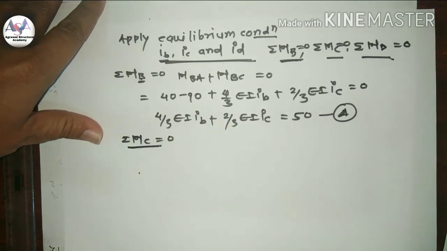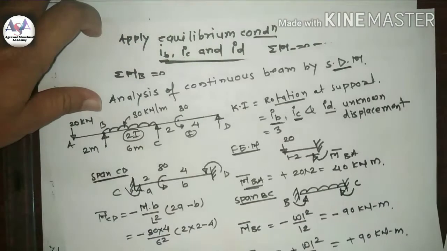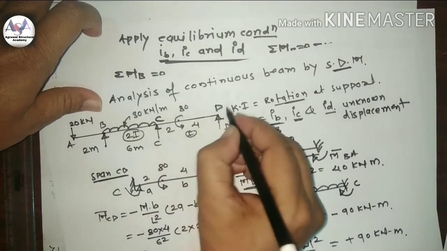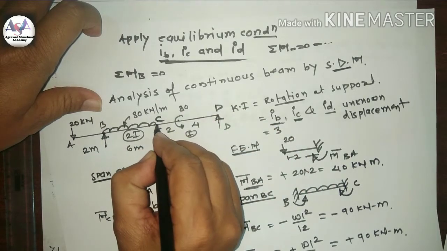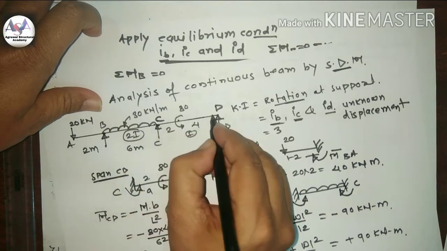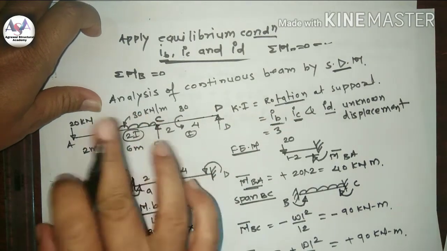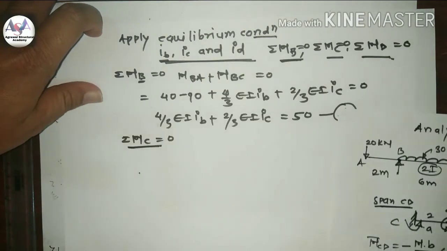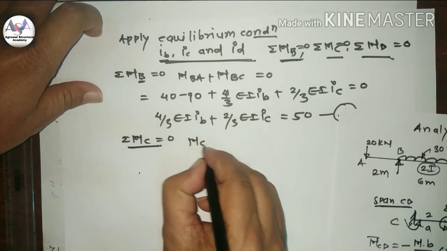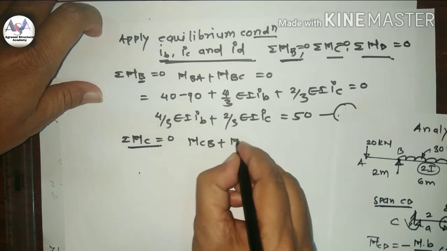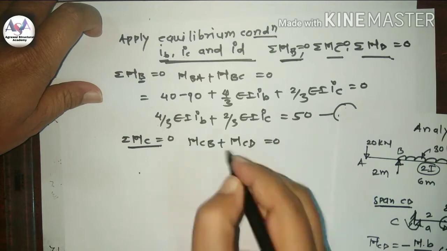Now here, this is C and this is D. So at C, the C to B member and C to D. Starting point is always C. So we can say that M_CB plus M_CD is equal to 0.